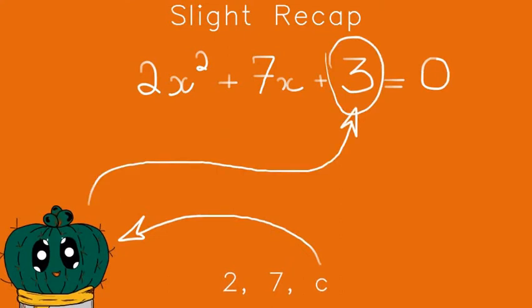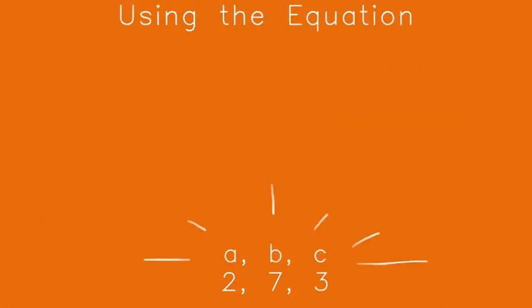We are doing this because the coefficient right beside the x squared is going to be our a, and the coefficient right beside the x is going to be 7, which is b. The coefficient with x raised to the power 0 is going to be equal to 3. So this is the main thing: a, b, and c. So 2, 7, and 3.